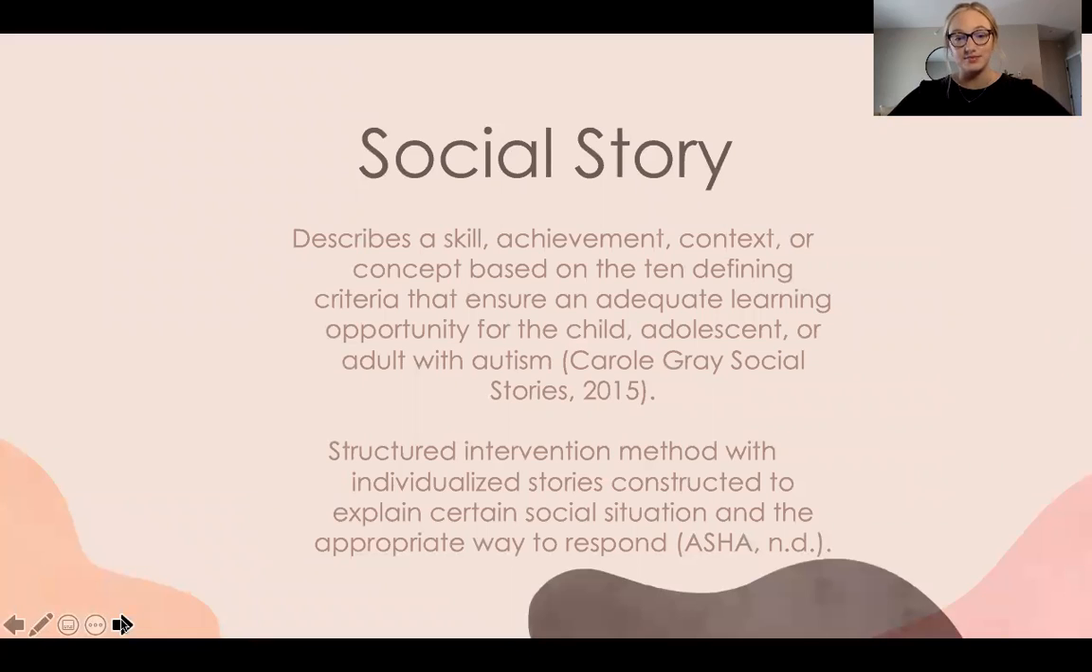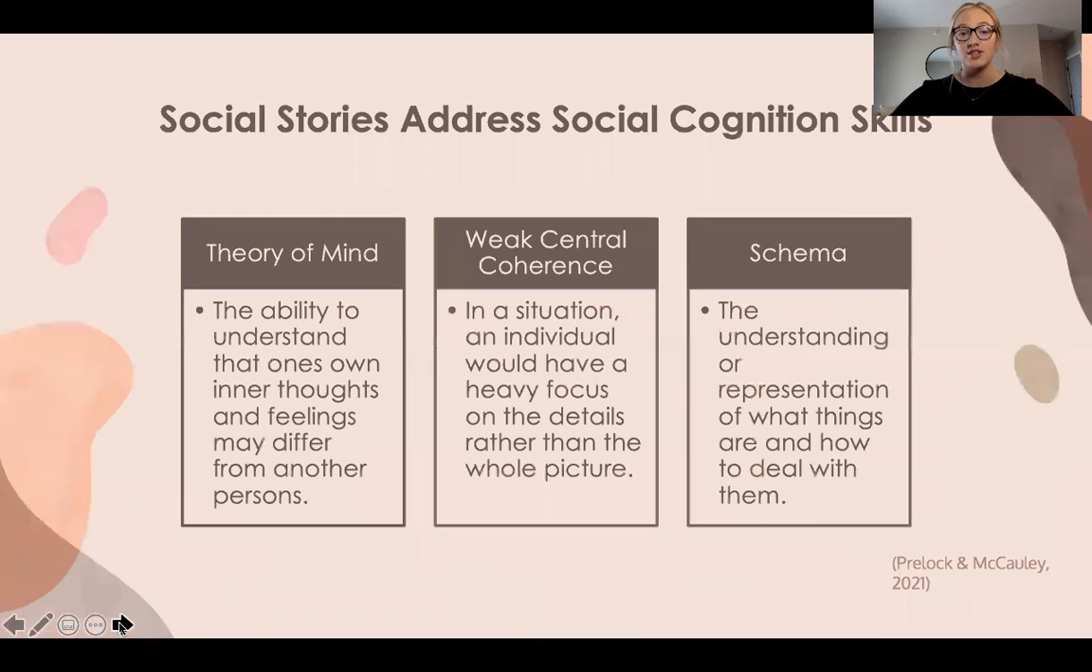over later. ASHA, or the American Speech Language Hearing Association, defines a social story as a structured intervention method with individualized stories constructed to explain certain social situations and the appropriate way to respond. Social stories include 3 different social cognition skills: theory of mind, weak central coherence, and schema.